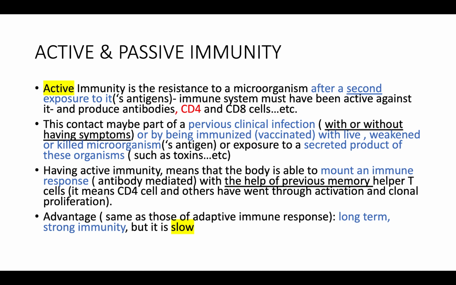Advantage: it is long-term, strong immunity. If you take the vaccine, it lasts at the very least, for certain vaccines that can give you active immunity, for 1 year or more. Some vaccines are for life, some for 10 years, or it decreases after that. So it is long-term, very strong immunity. As we said, it is slow because it is part of the adaptive response.